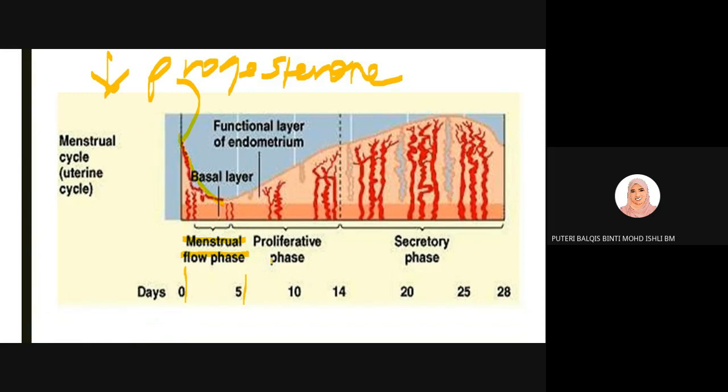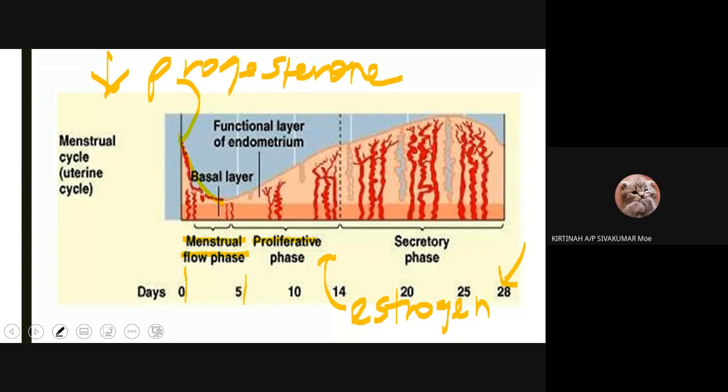Proliferative phase, this is when the endometrium started to thicken. Macam mana dia boleh thicken? Sebab ada estrogen kat sini. Siapa yang release estrogen tadi? Follicles. Growing follicle. Then kita masuk kepada secretory phase.